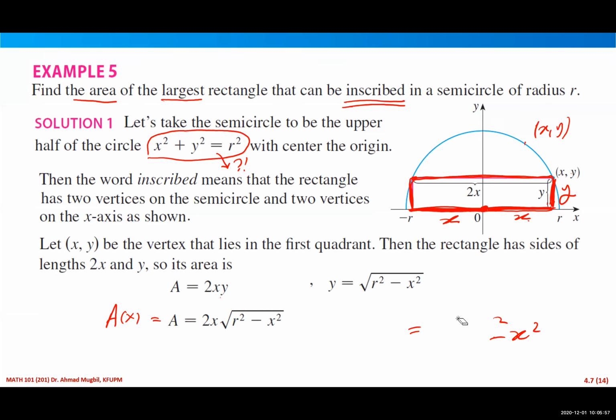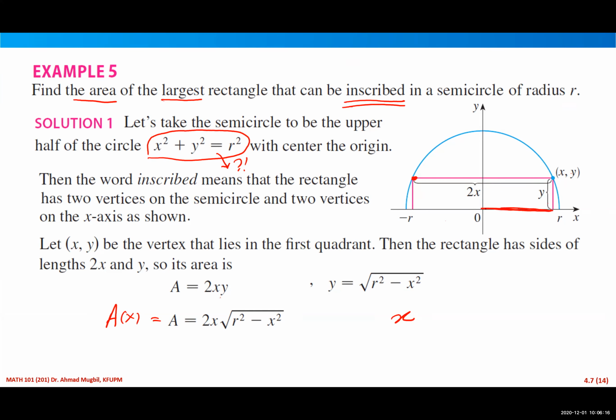Now we need to ask ourselves, what are the possible values of x, because we need to find the domain of this function. So x is what? What is the largest value for x and what is the smallest value for x, ya shabab? If you look at here.